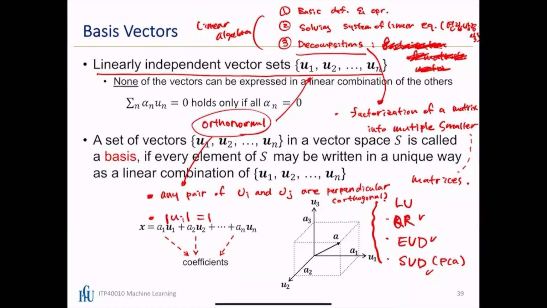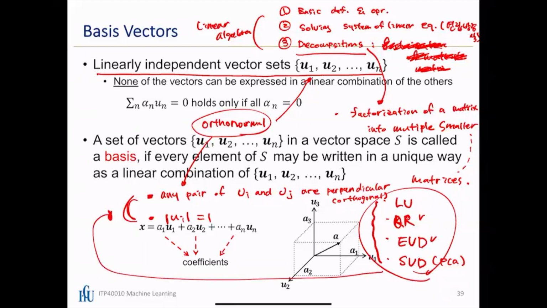So we just discussed the meaning of orthonormal a few slides ago. Any pair of UI and UJ in this set is perpendicular, and the magnitude of any UI is 1. So for many of these decompositions, the purpose is to get the orthonormal vectors. And having orthonormal vectors has some meaning: you can explain your space more effectively.